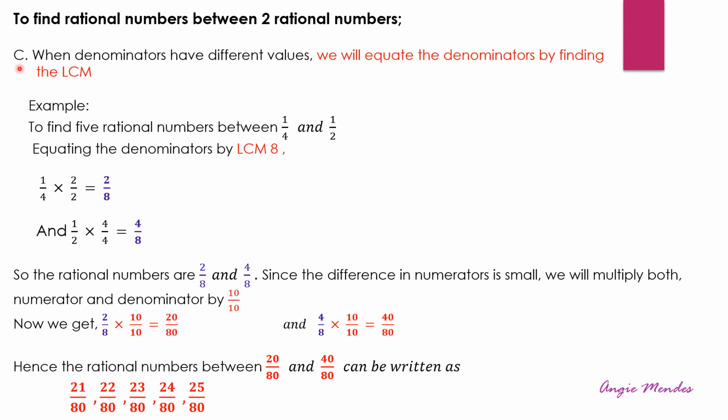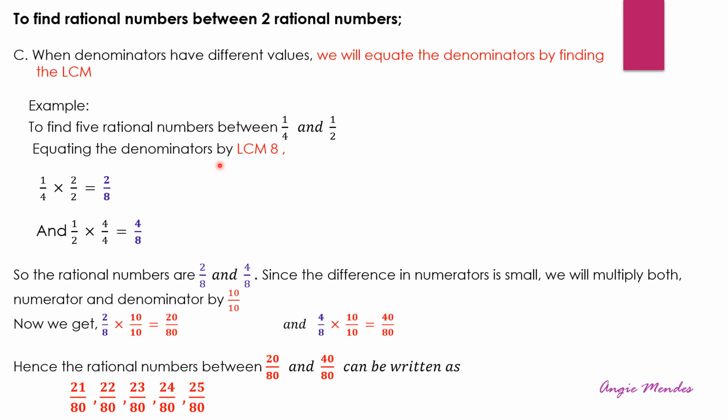Now let's look at the third case, when denominators have different values. When denominators have different values, we will equate the denominators by finding the LCM. Equate the denominators means we will make the denominators the same. Let's look at the example. To find 5 rational numbers between 1 upon 4 and 1 upon 2. The denominators are not the same. So by finding the LCM, we will equate the denominators.